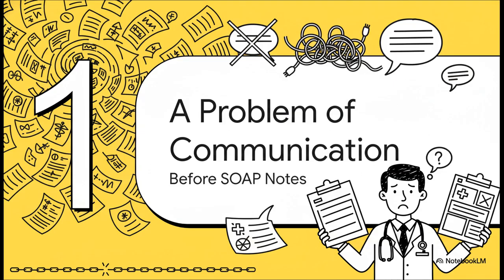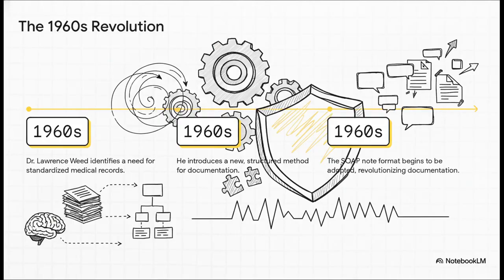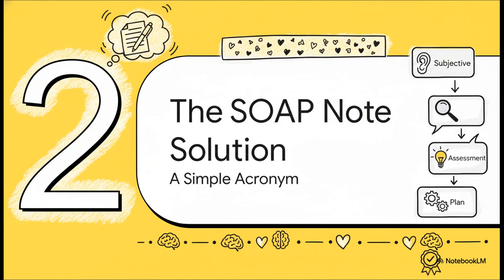Before we had a standardized system, medical records could be, well, a mess. They were often disorganized, totally inconsistent, and sometimes dangerously incomplete. This brings us to the 1960s and a doctor named Lawrence Weed. He saw all this documentation chaos and had a vision for a universal structure, a system that would make patient notes clear, logical, and reliable for every single person on the care team. And that brilliant, elegant solution he came up with is what we now know as the SOAP note, a simple acronym for a really powerful method that's used all across the healthcare world today.